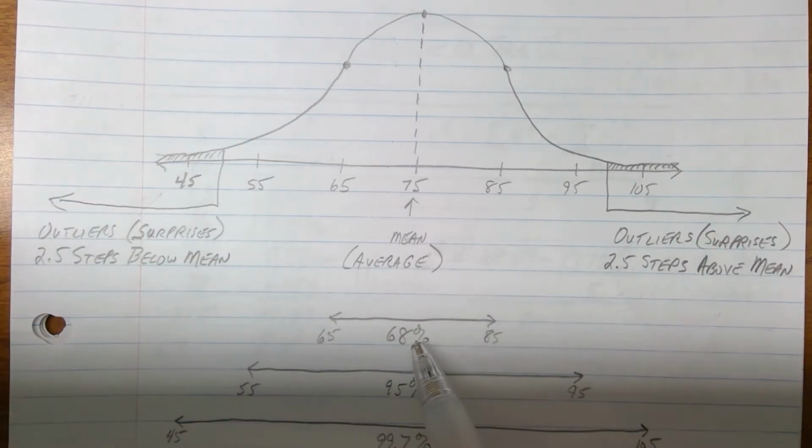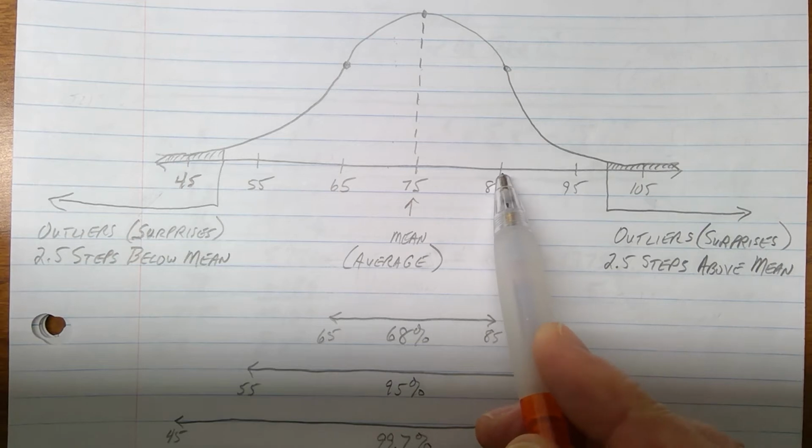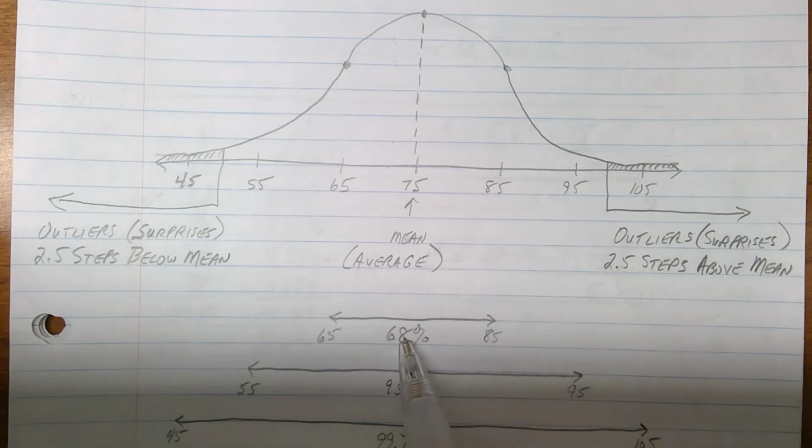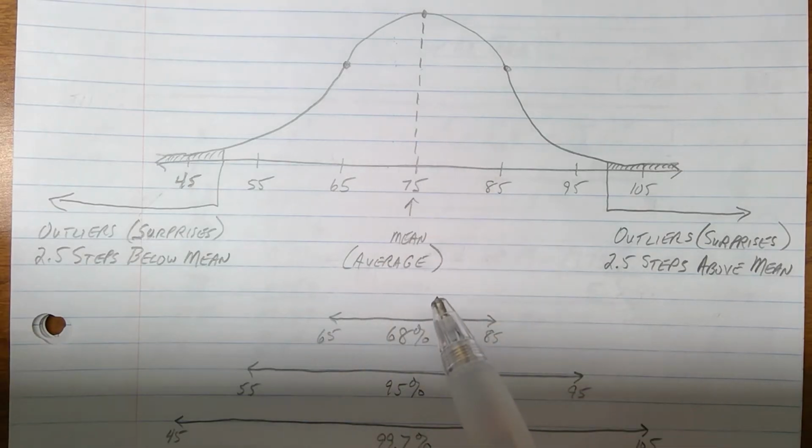In fact, a good rule of thumb is that about 68% of the room will be between 65 and 85, between 1 standard deviation below and 1 standard deviation above. That's about 68 out of 100 people. So out of 100 people in the room, about 68 of them should be in this area. That's most of the room. Call it 2/3 or so.